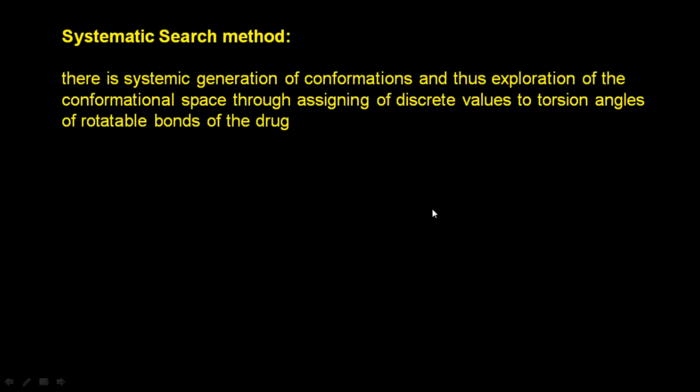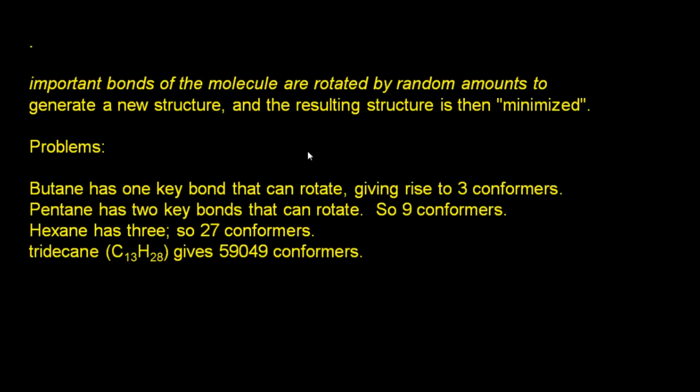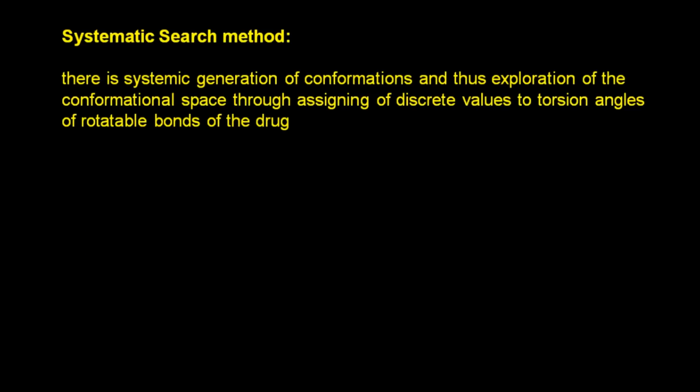One of the approaches, like I said, is the systematic search method. There is a systematic generation of conformations, thereby you explore the conformational space by assigning discrete values to torsion angles, rotatable bonds and all that. But then it is not so easy.